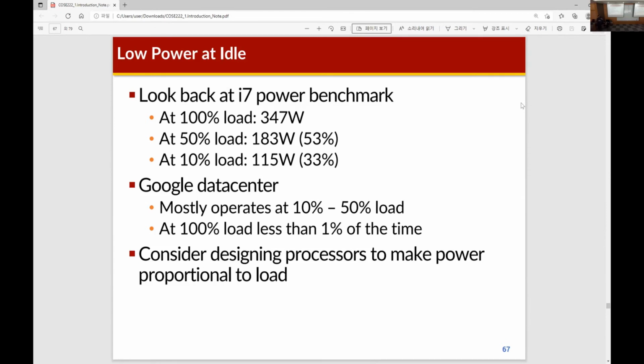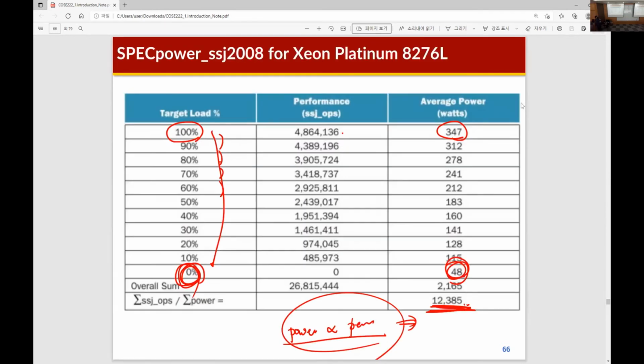Also, in the previous class, I explained about energy disproportionality in server systems, which looks like this. Even though no application is working on this server system, the server system still consumes electric power because the power is on. So the power is not proportional to the workload level. Even though the workload is 0%, the computer system consumes power. So it's a waste of energy.